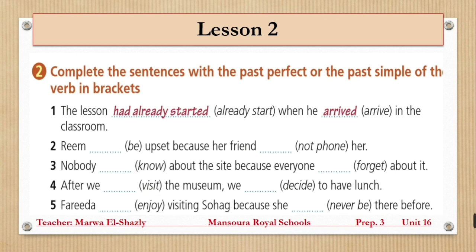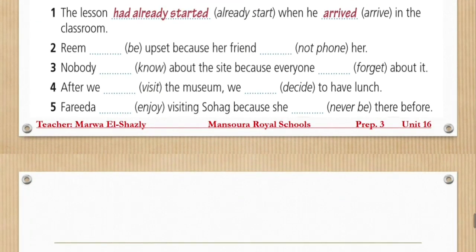2, Reem was upset because her friend hadn't phoned her. 3, nobody knew about the site because everyone had forgotten about it. 4, after we had visited the museum, we decided to have lunch. 5, Farida enjoyed visiting Suhag because she had visited there before. Pause the video, think of the answers and come back later.